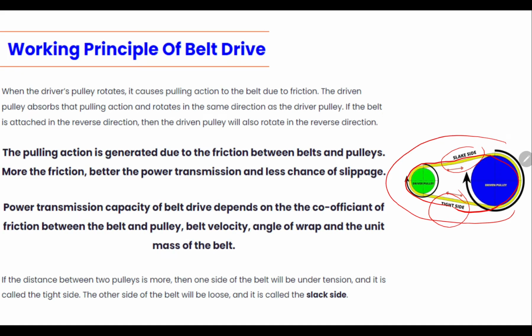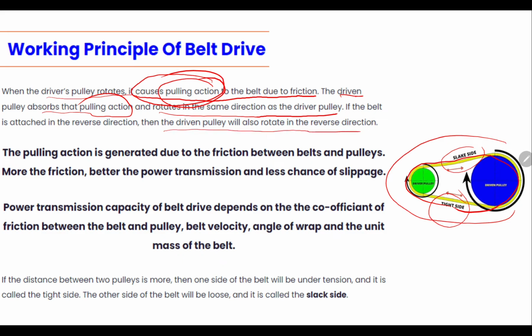So what is the working principle of belt drive? When the driver pulley rotates, it causes a pulling action to the belt due to friction. The driven pulley absorbs that pulling action and rotates in the same direction as the driver pulley. If the belt is attached in the reverse direction, then the driven pulley will also rotate in the reverse direction.